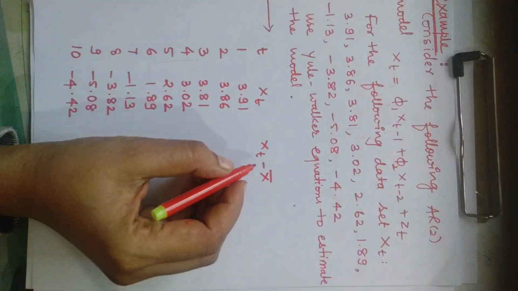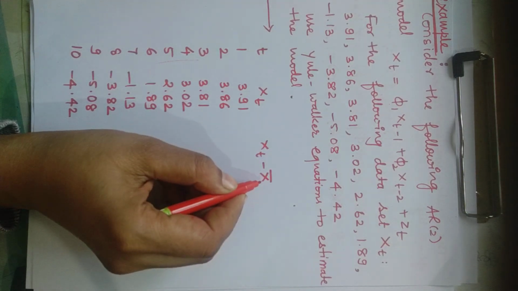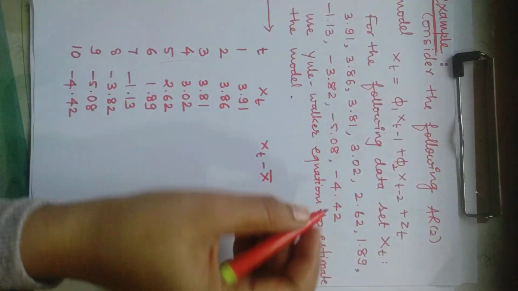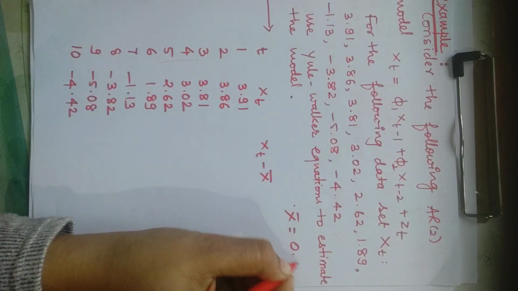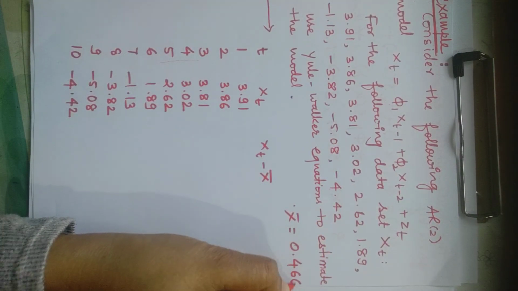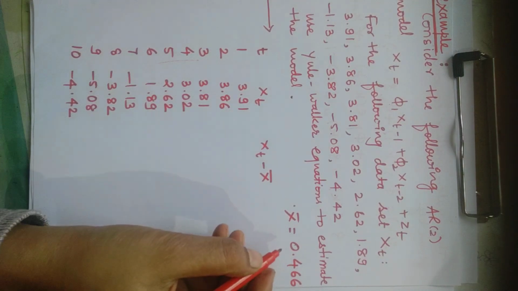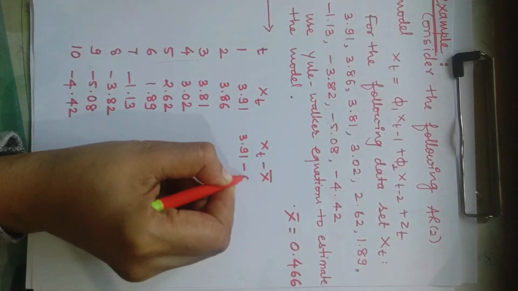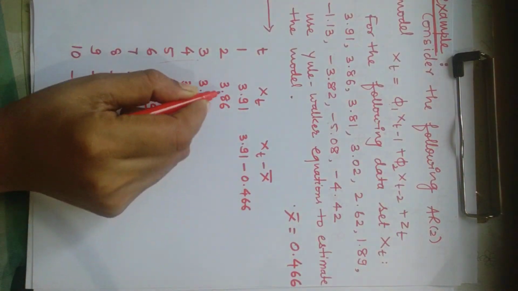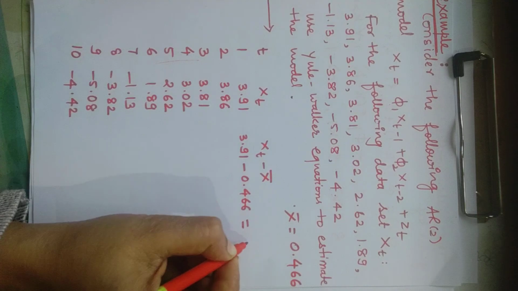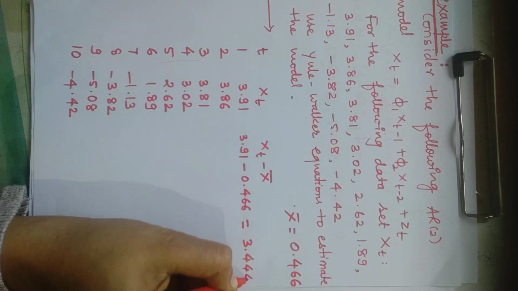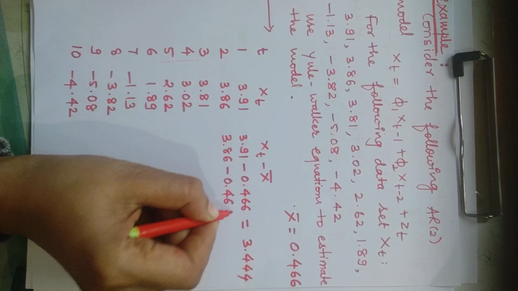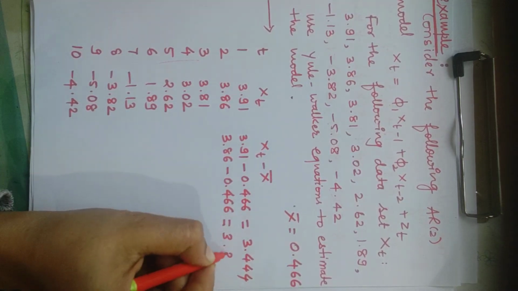Then we have the next column, that is xt minus x bar. So x bar is nothing but the mean of the observations, the sum of the observations divided by 10, which gives us 0.466. Using this, 3.91 minus 0.466 gives 3.444, then 3.86 minus 0.466 gives 3.394.